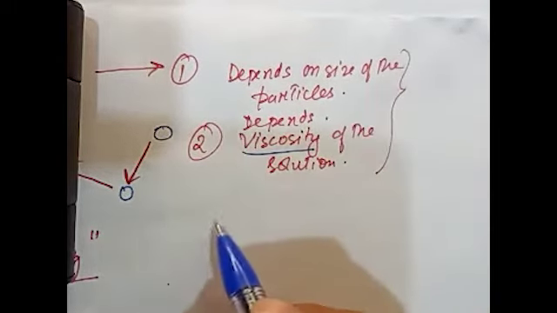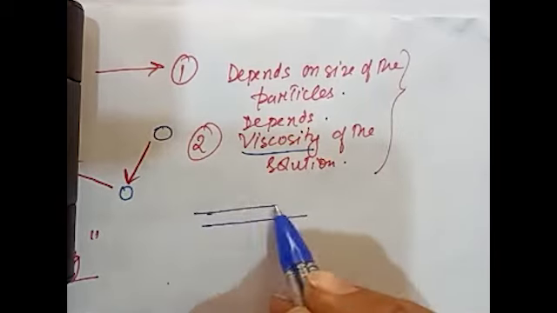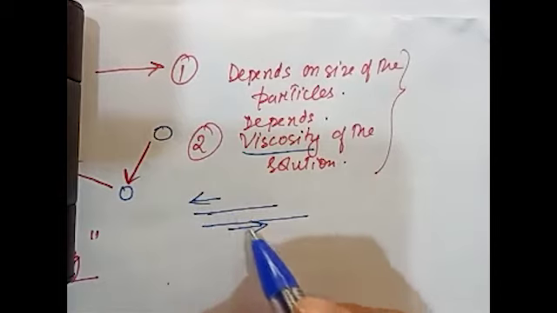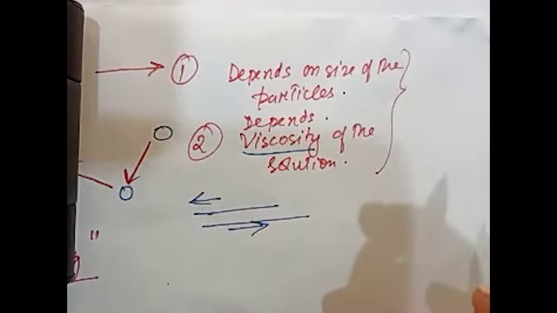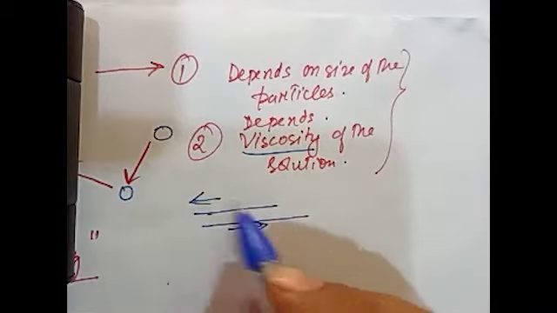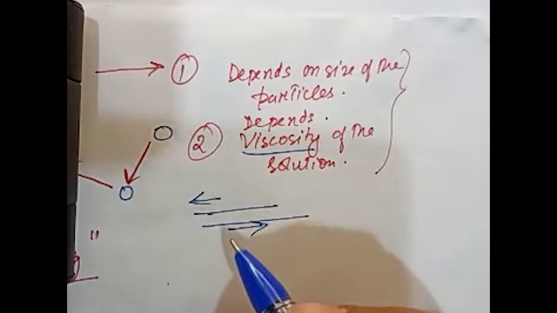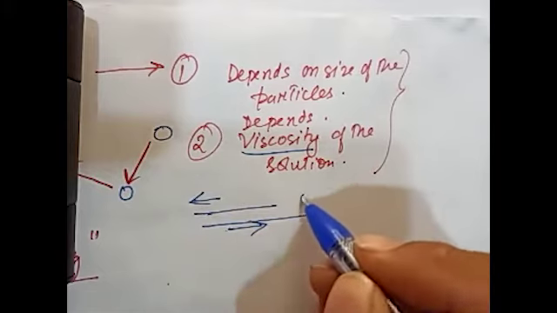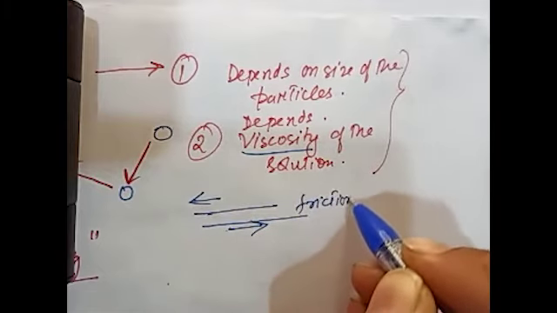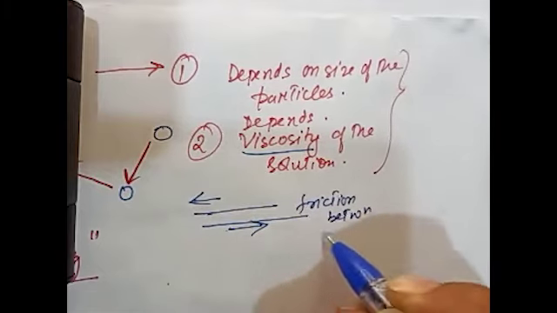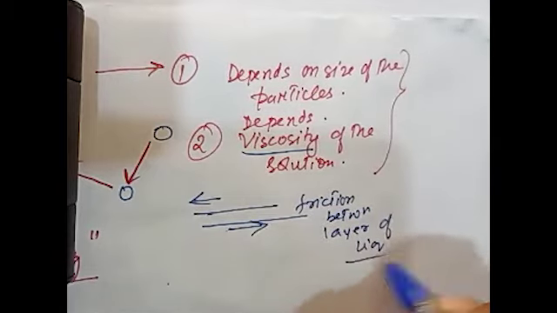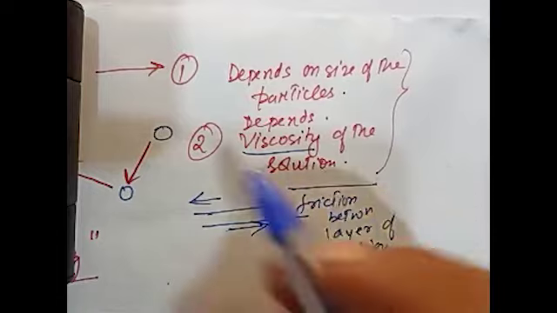Because viscosity, suppose there are two layers, one layer is trying to move in this direction, the other layer is trying to move in this direction, they will oppose each other in their movement. The more the viscosity, the higher the opposition. It is the friction between the layers of liquids. This is known as viscosity.